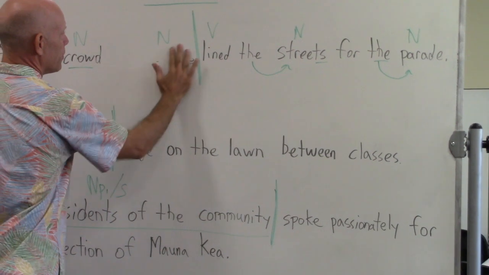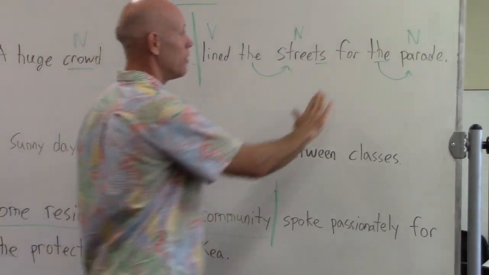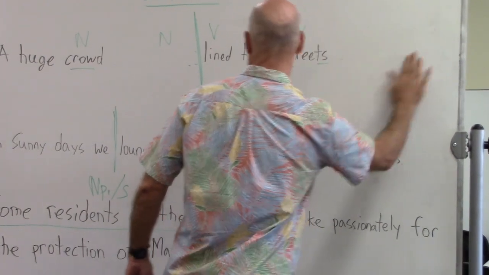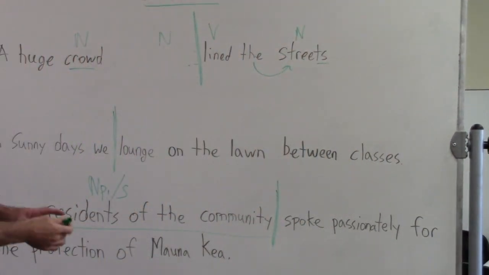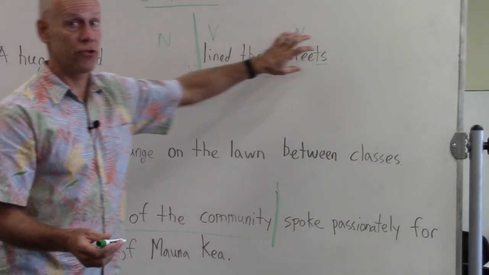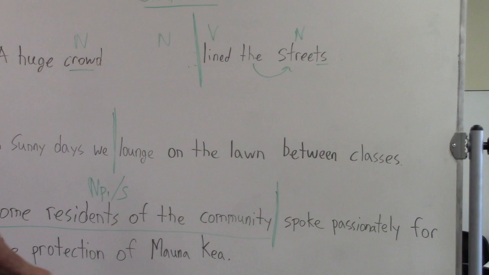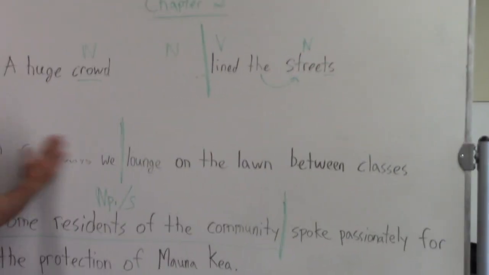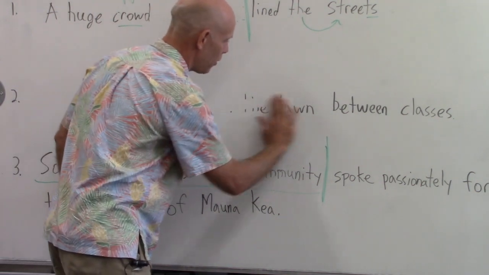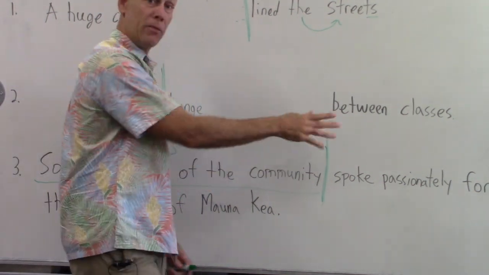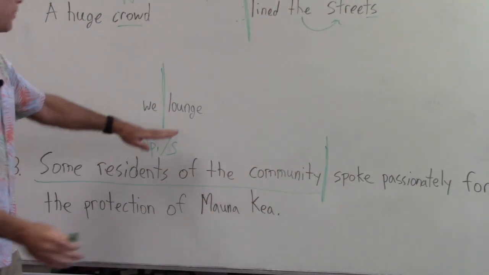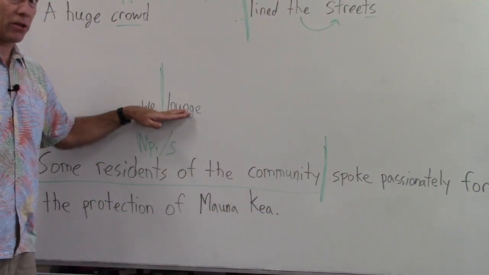Okay? Of students, that's a prepositional phrase. For the parade, that's a prepositional phrase. Okay, and then we're left really with the simple meat of the sentences: crowd, line, streets. How about on this one here? On sunny days, prepositional phrase, time and place. We lounge. On the lawn, prepositional phrase. Between classes, prepositional phrase. And we're left with the meat of the sentence. This is what's happening in our sentence.